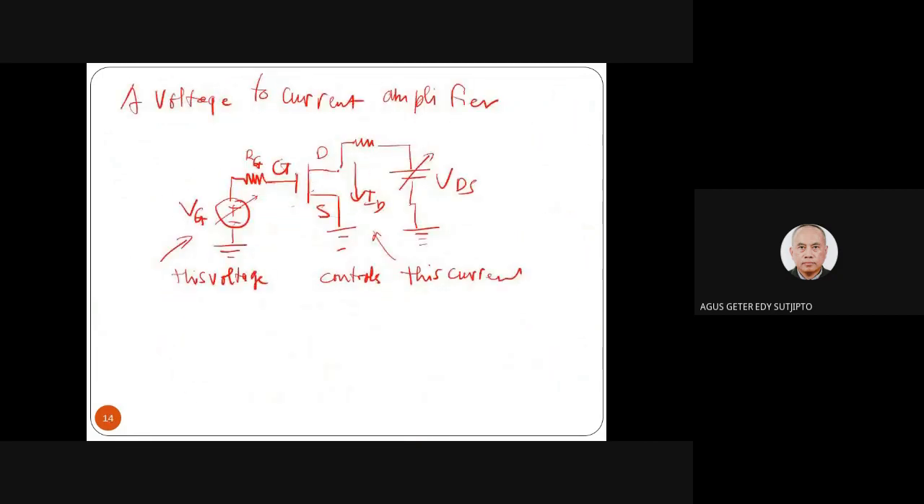And that's why this voltage VGS controls IDS. Yeah, so a voltage controls the current.